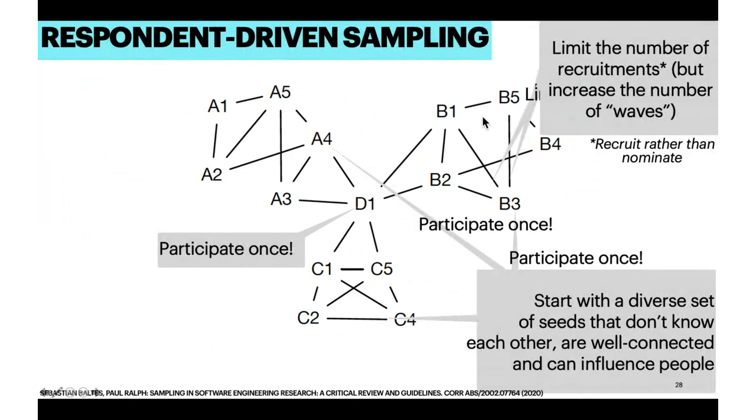This is why a better way to perform this kind of referral chain sampling is respondent-driven sampling. First of all, to avoid the problem of selecting D1 multiple times, we need to agree that every person or every project or every item can only be selected once.